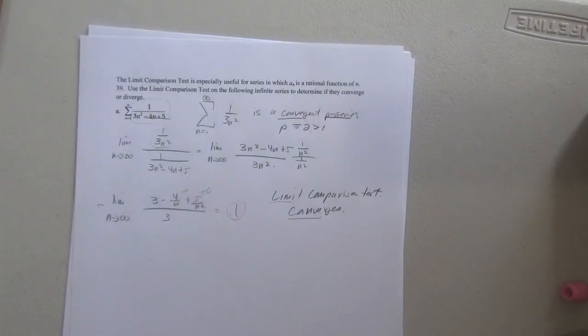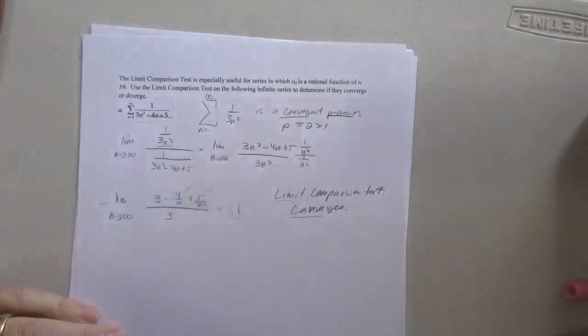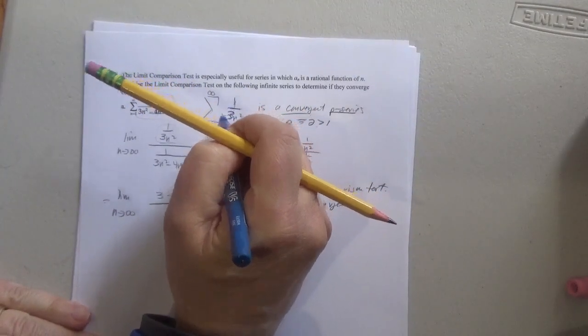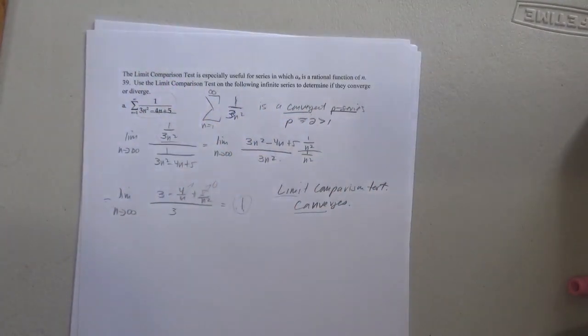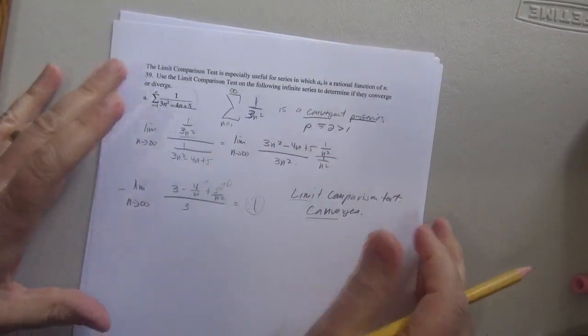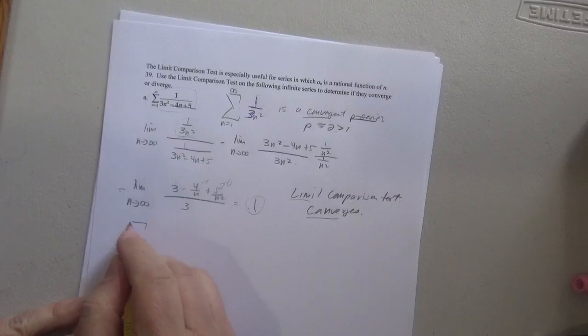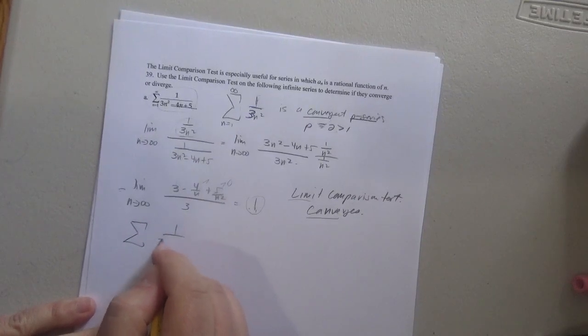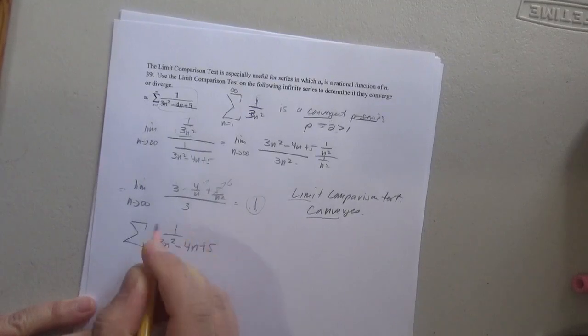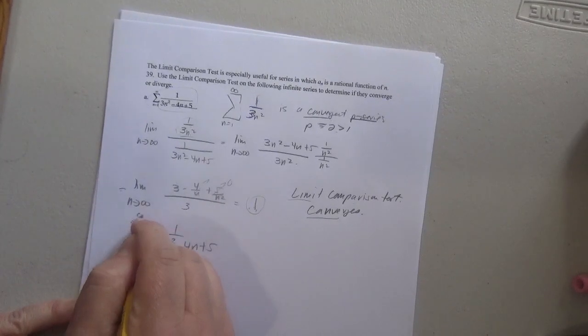Okay, I just want to revisit this problem real quick, because notice that when I did this problem, I had this 1/3 here. And I typically don't leave the 1/3 there, so I just want to revisit it without the 1/3 and see if we get the same result. So my original series is 1/(3n squared minus 4n plus 5), n equals 1 to infinity.